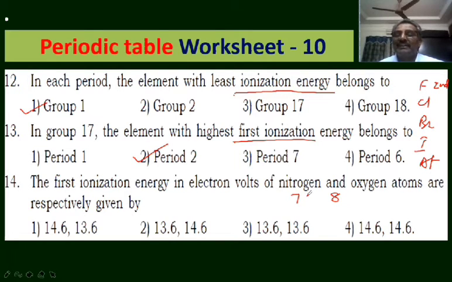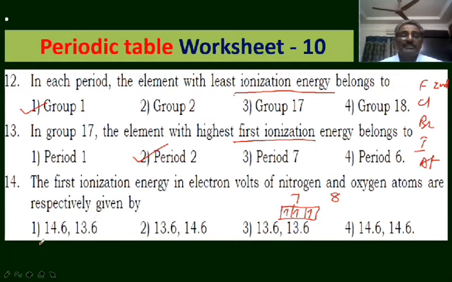But because of the half-filled orbitals present in nitrogen atom, the 2p orbitals are half-filled. The elements with the half-filled orbitals and completely filled orbitals possess greater stability. Because of that, removal of electron from nitrogen is more difficult than the removal of electron from oxygen, though the effective nuclear charge of oxygen is more than that of nitrogen. So which element has the highest ionization energy here? Nitrogen has the highest ionization energy.